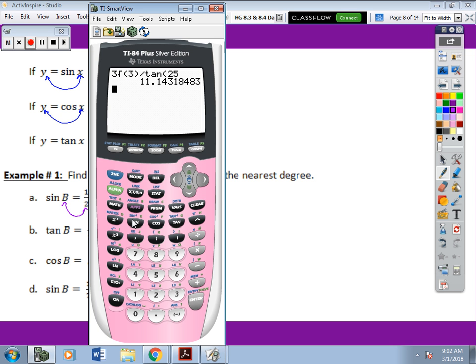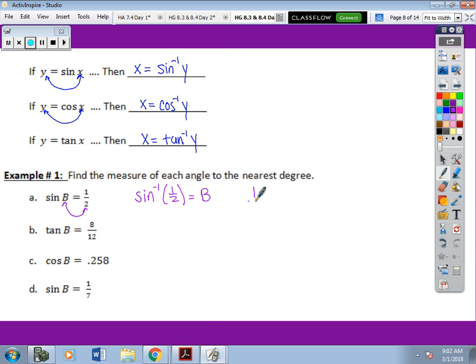But on our calculator, we would use the inverse sine, cosine, and tangent. So again, second sine, and this is our 0.5. We should get 30. It was either 30 or 60, right? Because those are the ones that have the 1/2, but it should be 30. So B equals 30 degrees. And they do ask us to round to the nearest degree, which means the nearest whole number, whenever you see that in the directions.